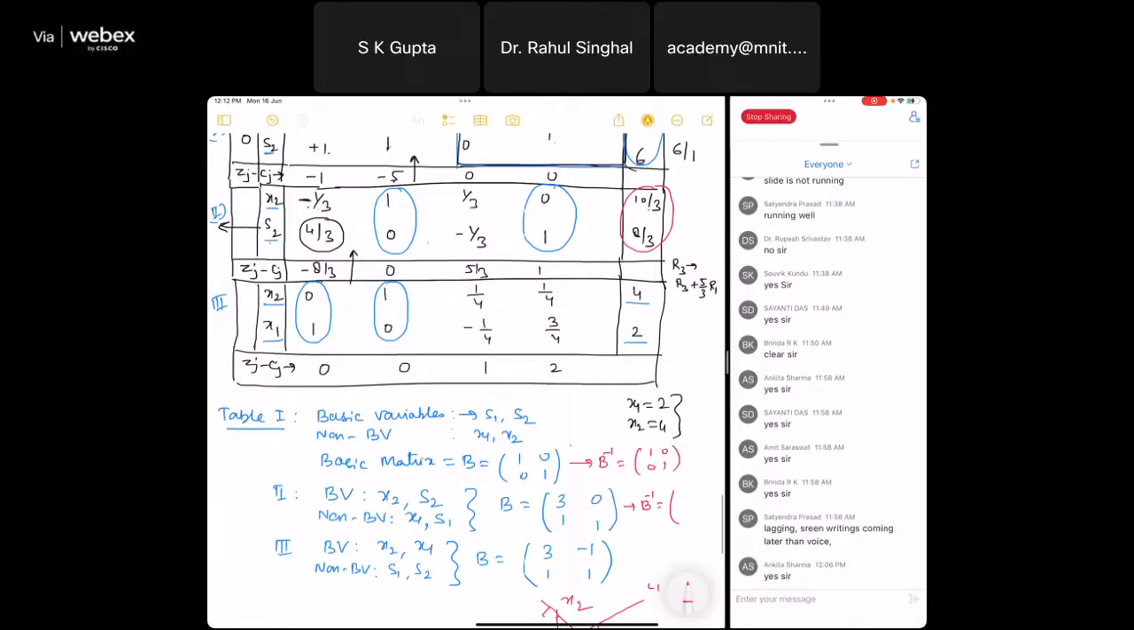Right? That means this table acts as B inverse. In the third table also, if you find B inverse, this B inverse will be simply 1 by 4, 1 by 4, minus 1 by 4, and 3 by 4. You can verify.